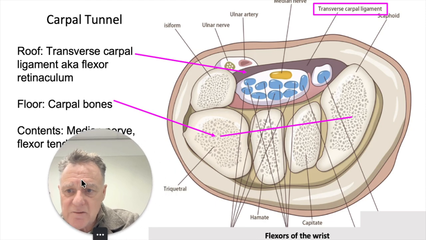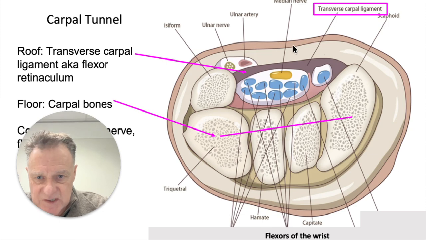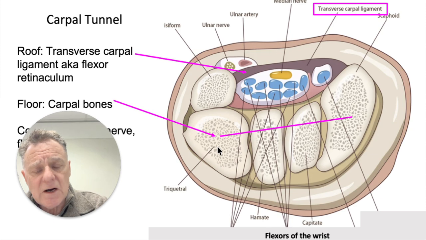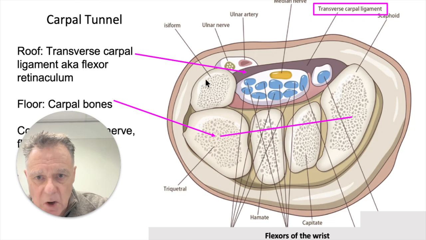All right, need to have a chat to you about the carpal tunnel. Now, the carpal tunnel is a reference to the tunnel created through the wrist itself. So we're looking at a cross section of the wrist, and we're looking at the metacarpals here in the base of the wrist. So triquetrum, hamate, capitate, and scaphoid. I apologise, pisiform up here as well.